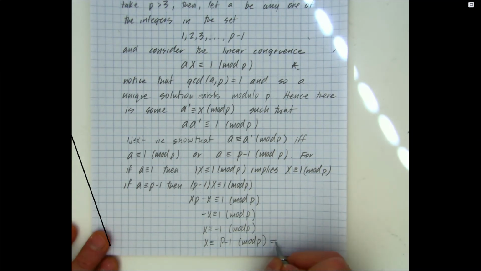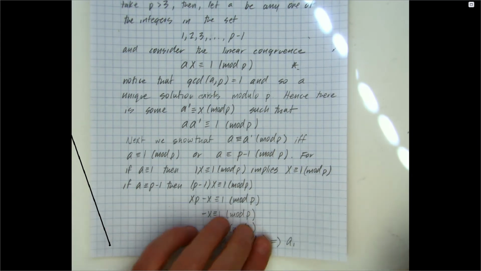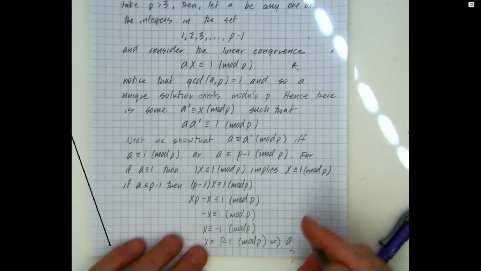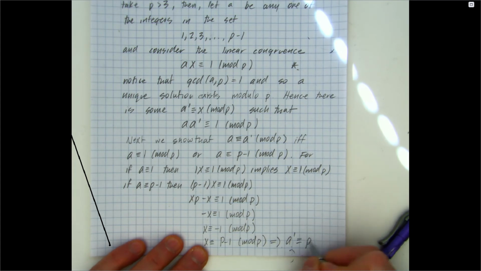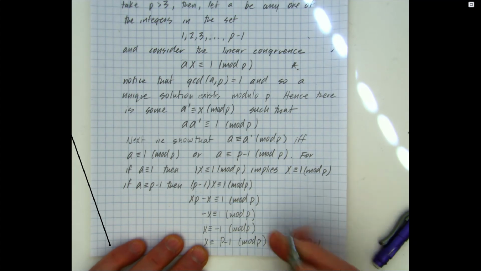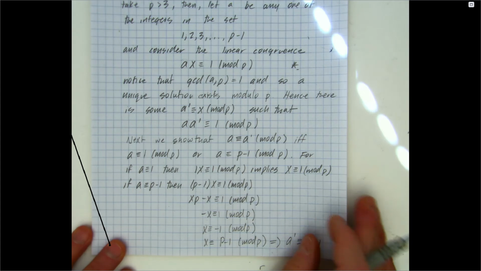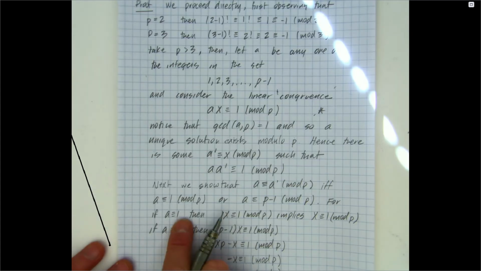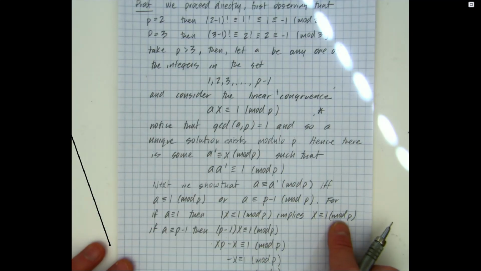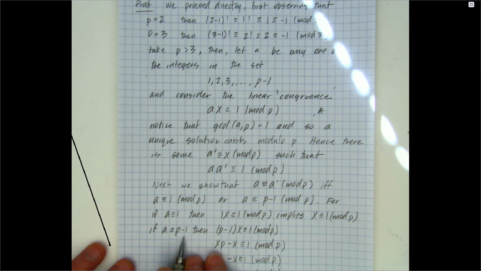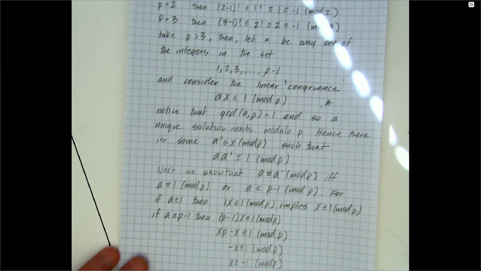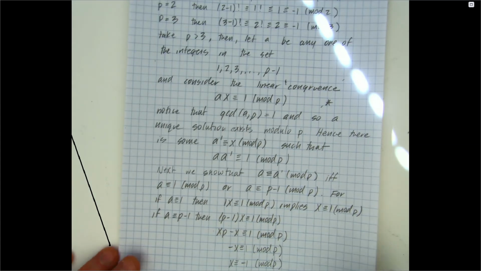So what does that mean? That means that A prime, not A sub 1, A prime in this case is congruent to P minus 1. So certainly it works in the forward direction. If A is 1, then x is 1, and here A prime would be 1. If A is P minus 1, then x is P minus 1, so A prime would be P minus 1.